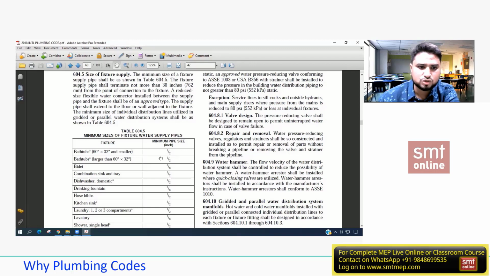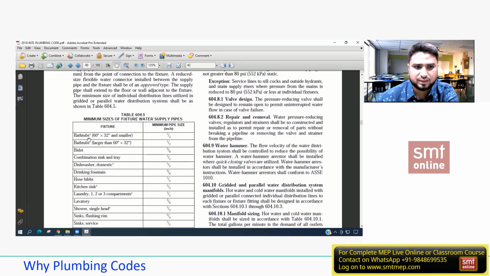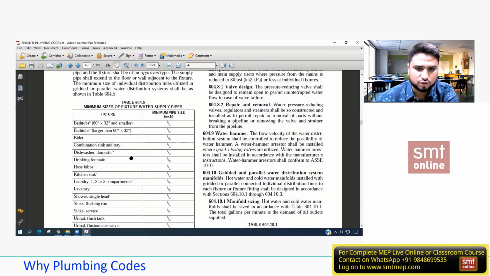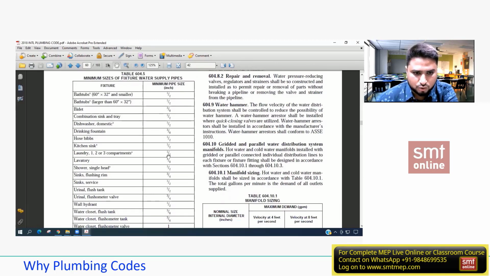Yes or no? Yes. If you are installing a bathtub, the pipe size which will be connecting directly to the bathtub, serving the bathtub, I can say, that should be half inch. If the bathtub is 60 by 32 inches and smaller, half inch. If it is larger, still half inch. And these are all the things, like if we are dealing with a domestic dishwasher, half inch is to be connected. This is in terms of inches, not mm. So these are all the things over here.